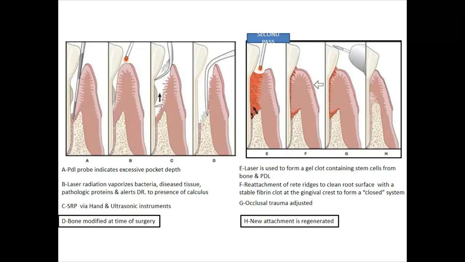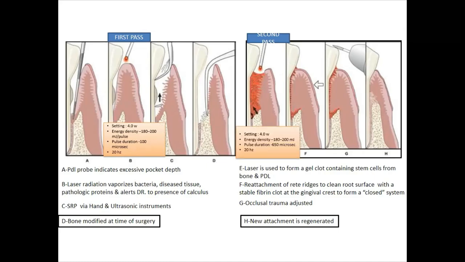So basically, it is segregated into two sections. In the first procedure, first of all, you will be probing in that area, and you will find the excessive pocket depth. Post SRP, the laser radiation is done in order to vaporize the diseased tissue lining, and the setting for this is around 4 watts, and the energy is 180 to 200 millijoules per pulse. If any bone modification is also required, we'll do that simultaneously.